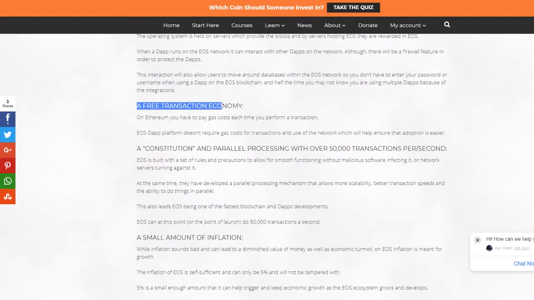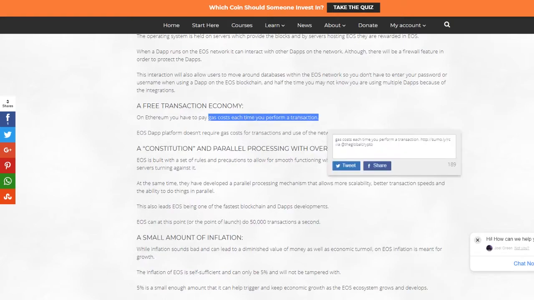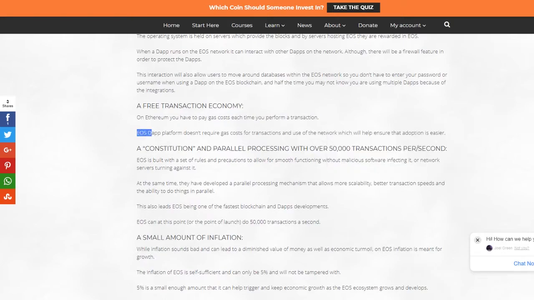And there's a free transaction economy where, with Ethereum, you've got your gas payments every time you have to perform a transaction. The EOS dApps platform doesn't require gas costs for transactions and the use of the network, which will help ensure that adoption is easier. So that's pretty cool. No gas, none of those payments every time you make a transaction.